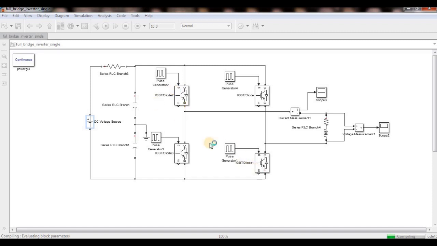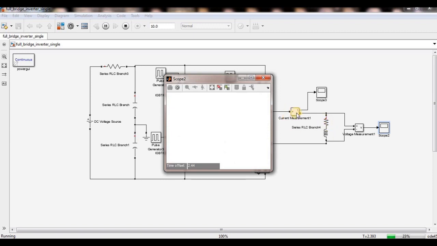Whenever these two switches are on, the current is flowing in this direction. When these two switches are switched on, the current is flowing in the opposite direction. So it is going like this. And see, now it is running. And this is my output. I am measuring the output voltage here and output current here.